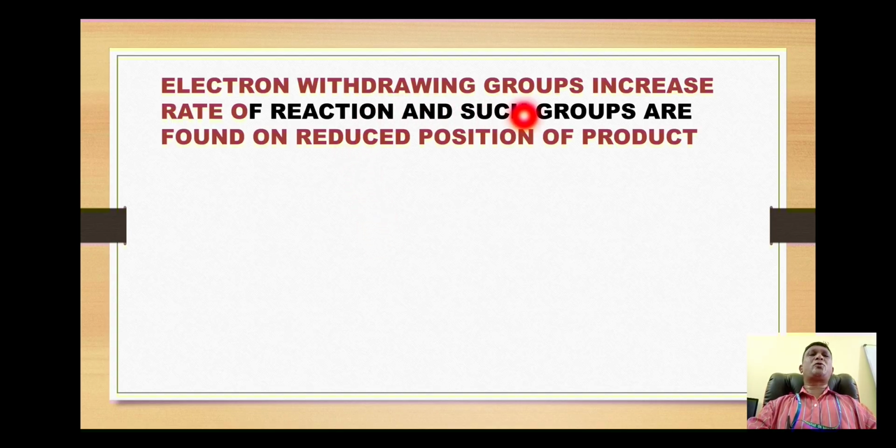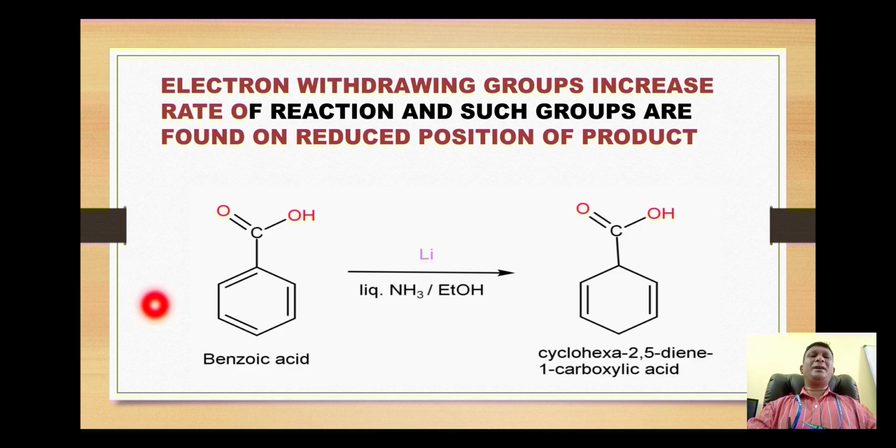Now next trend is that when the electron withdrawing groups are attached on the aromatic ring, the rate of reaction is increased and such groups are found on the reduced position of the product. For example, when the starting material is benzoic acid, the COOH group, that is carboxyl group, is the electron withdrawing group. So when it is attached, the rate of reaction is increased, and in product this electron withdrawing group is found on that carbon which undergoes the reduction.